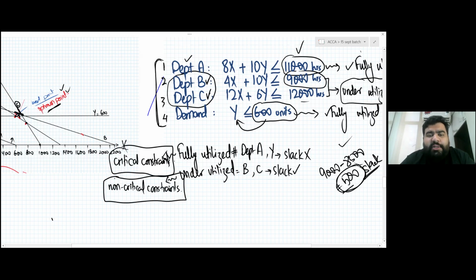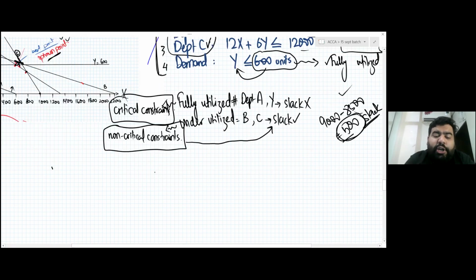If I ask you one thing: for critical constraint or non-critical constraint, slack will arise in which of the two? Obviously you will say that slack will always be in the non-critical constraint. Slack will always be in the resources which are underutilized, meaning non-critical constraints.